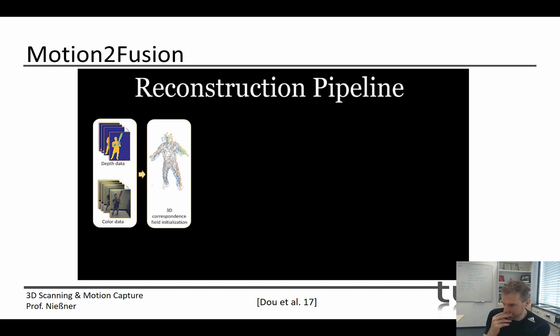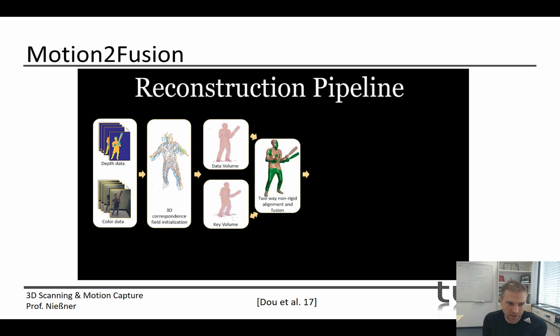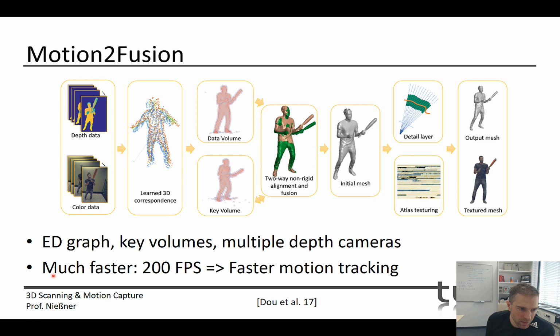Okay, and then they're showing the reconstruction pipeline. Again, it's very similar to what we've seen before. They're using basically key volumes as well. And then they have a two-way non-rigid alignment and fusion between those key volumes. So let me actually explain this maybe a little bit better. So they basically have the depth data, the color data.